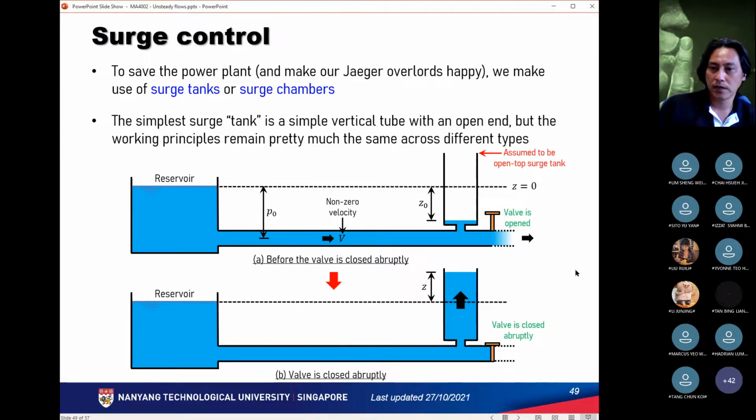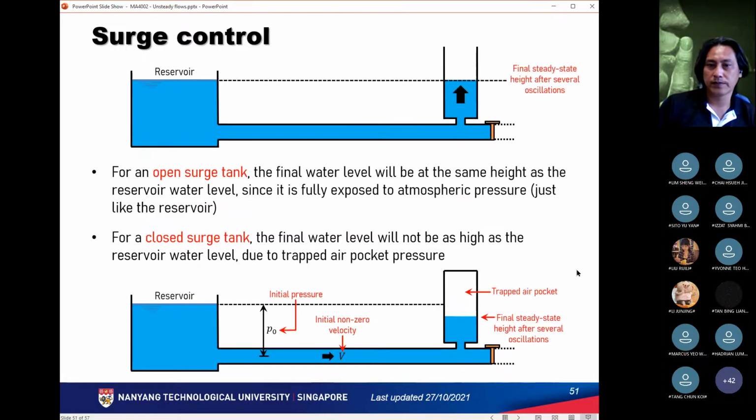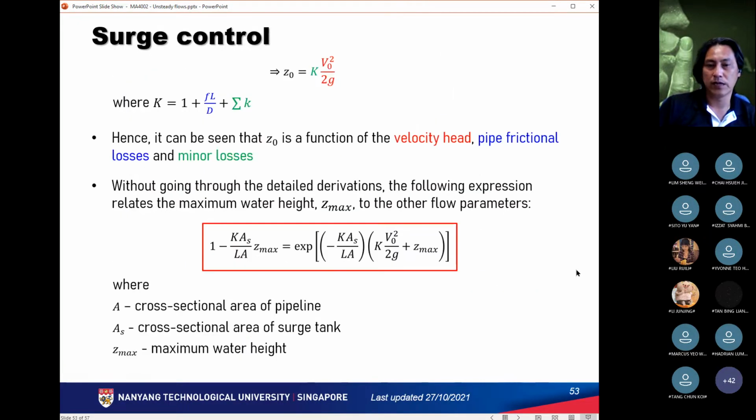So with that out of the way, and of course with the strange behaving valves out of the way, this is what we have. Take a close look at this expression. On the left-hand side, we have 1 minus K, A_S. K will be this K, nothing too difficult. What is A_S? A_S is the cross-sectional area of the surge tank, divided by L A. L will be the distance, which depends on the location of the surge tank.